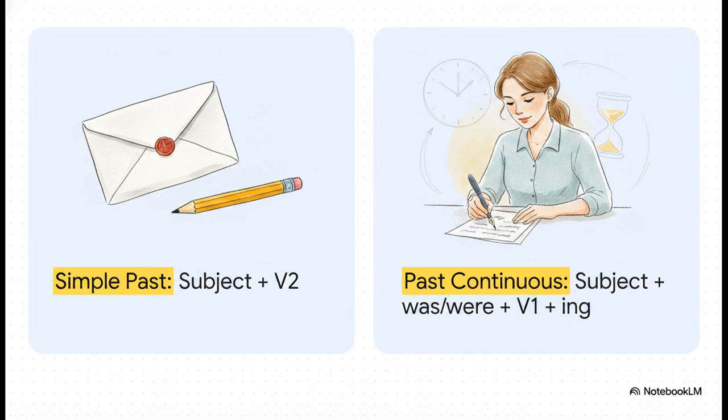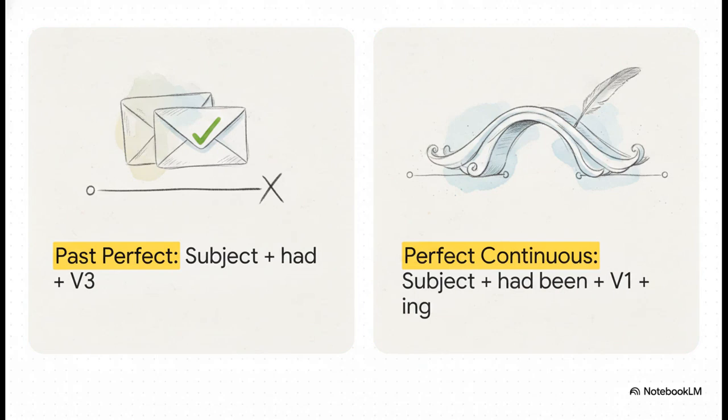She was writing a letter. The inclusion of "was" and that "-ing" suffix fundamentally alters the behavior of the sentence, stretching the action across a period of past time. Let's break down the more complex past tenses.